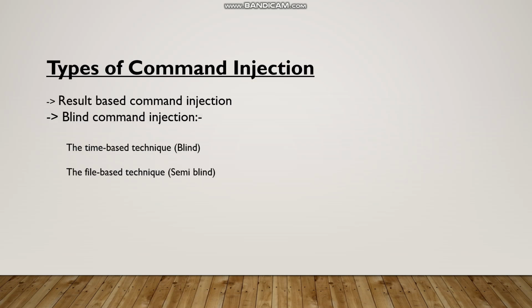Now the types of command injection. To understand more about command injection, we have two types. First is result based command injection and second is blind command injection. In blind command injection we have two phases. One depends on time, second depends on file.